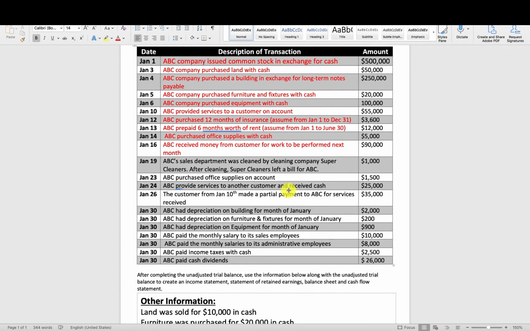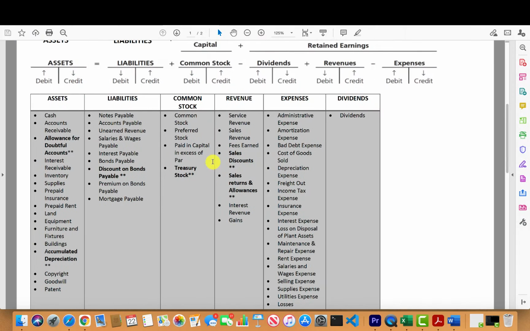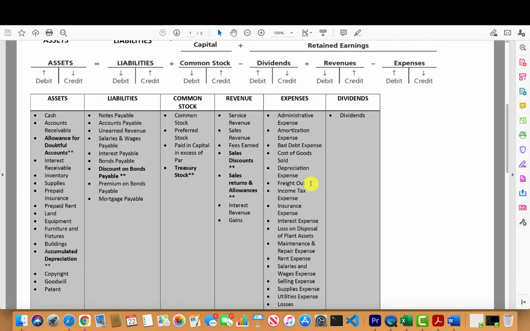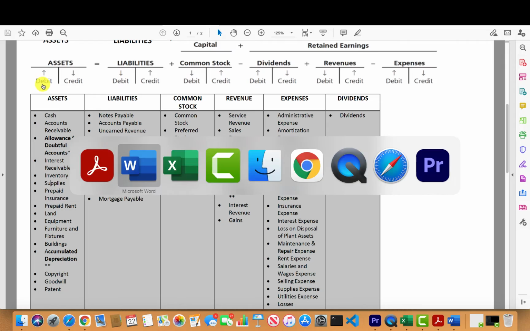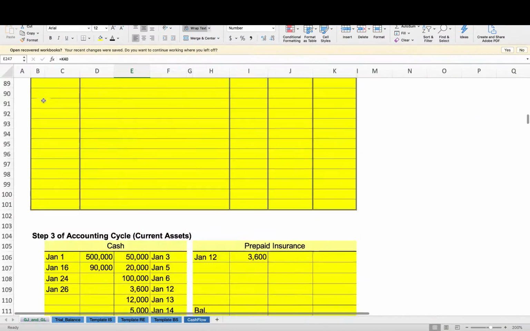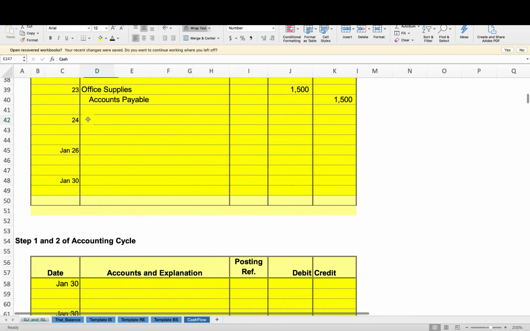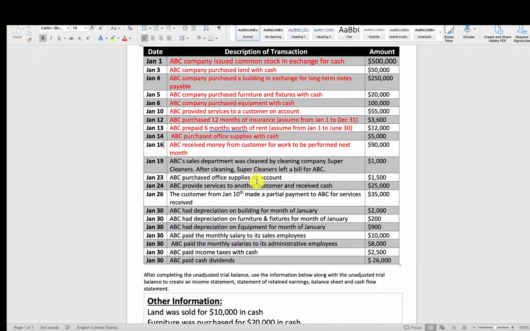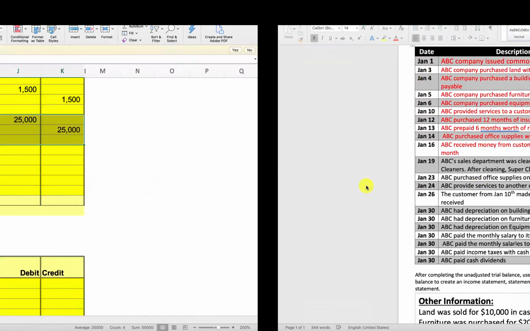ABC provided services to another customer and receives cash. Whenever you see this provide services, that is sales revenue. Sales revenue increases whenever we do work. So here you have revenue, service revenue, that's an increase, it's going to be a credit. So we know we're going to credit. What do we get in exchange for that work? We receive cash. Well, cash is a debit because it's going up, right? So cash is an asset. When it increases, we debit. So I'm going to go to my transaction, right? I'm going to debit cash, and I'm going to credit service revenue for $25,000 because it said $25,000, okay?